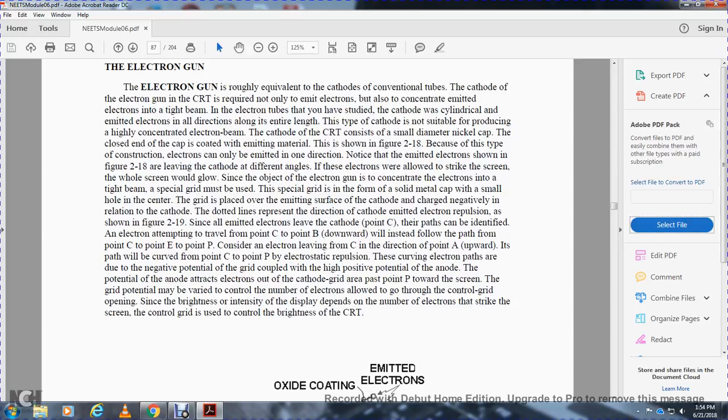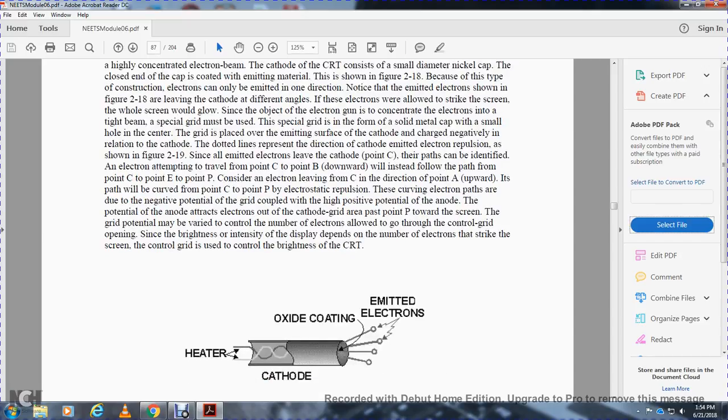The curving of the electron path is due to the negative potential of the grid, coupled with the high positive potential of the anode. The potential of the anode will attract the electrons out of the cathode grid area, past point P, toward the screen. The grid potential may be varied to control the number of electrons allowed to go through the control grid. The brightness of the display depends on the number of electrons striking the screen, so the control grid is usually the brightness control of the cathode ray tube.